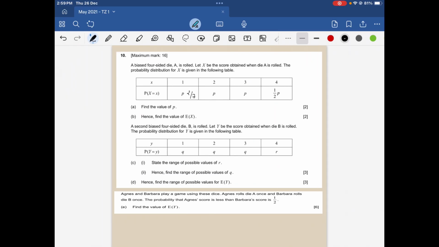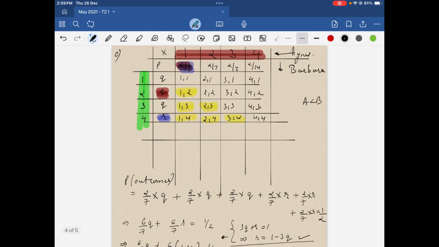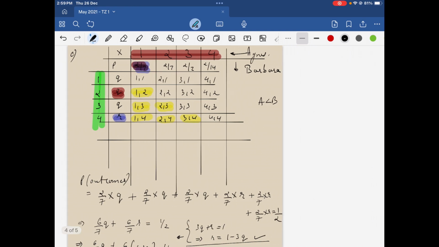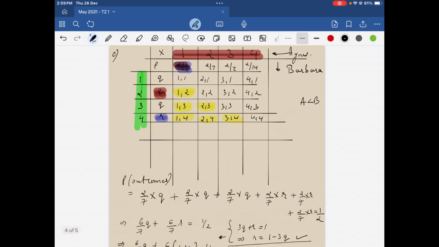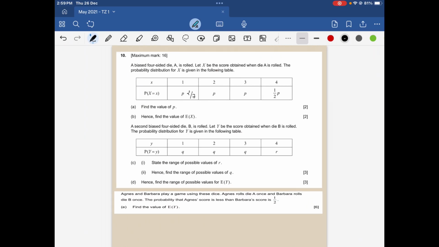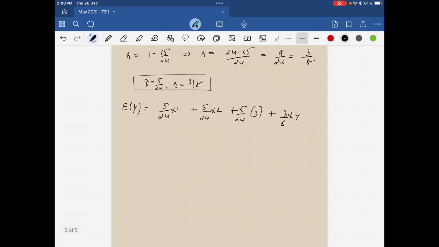They are asking us to find out the value of capital E of Y, expected value of Y. Now, we know Q and R, we can calculate the expected value of Y using the basic formula. So, that will be 5 by 24 times 1 plus again Q times 2 plus 5 by 24 times 3 plus R, which is 3 by 8 times 4. As you can see from the main table, Q is 5 by 24, 5 by 24 into 2, 5 by 24 into 3 plus R is 3 by 8 into 4. Try to simplify this.